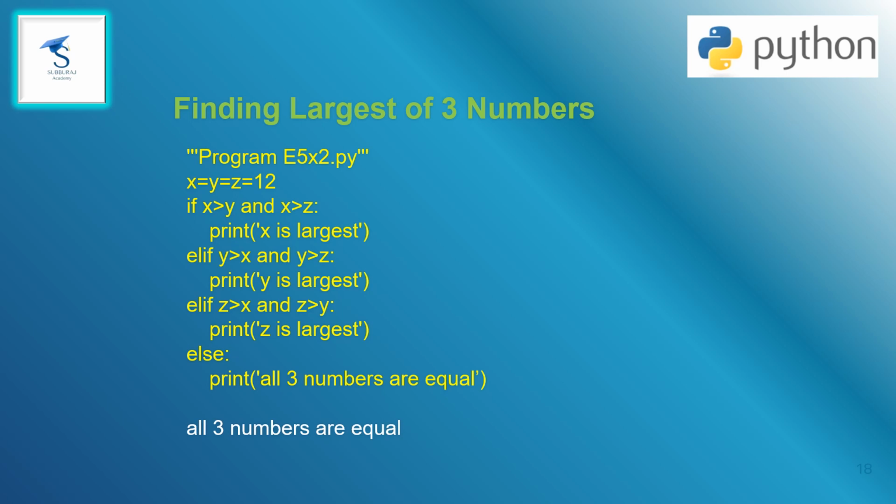Then look at another program, a very interesting program, to find the largest of three numbers. Comment. Here, for the sake of illustration, see, in Python only you can do this, you can't do it in other languages. x is equal to y is equal to z equal to 12. All of them are 12.